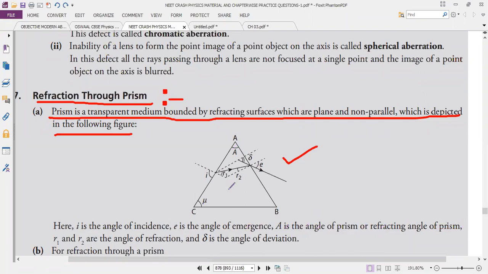R1 and R2. R1 is the angle of refraction. R2, where it is coming out, is also an angle of refraction. Delta is the angle of deviation. Again, we'll discuss what the angle of deviation is, how we take the value, the emergent ray, everything. First, draw the diagram and note all the parts.